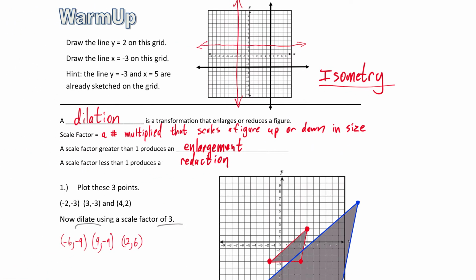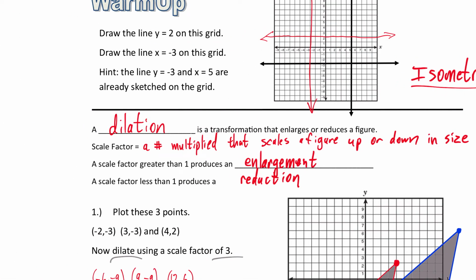Is a dilation an isometry? No. Okay, a dilation is not an isometry because it definitely changes the size. It doesn't change the shape, but it changes the size. So a dilation is not an isometry.